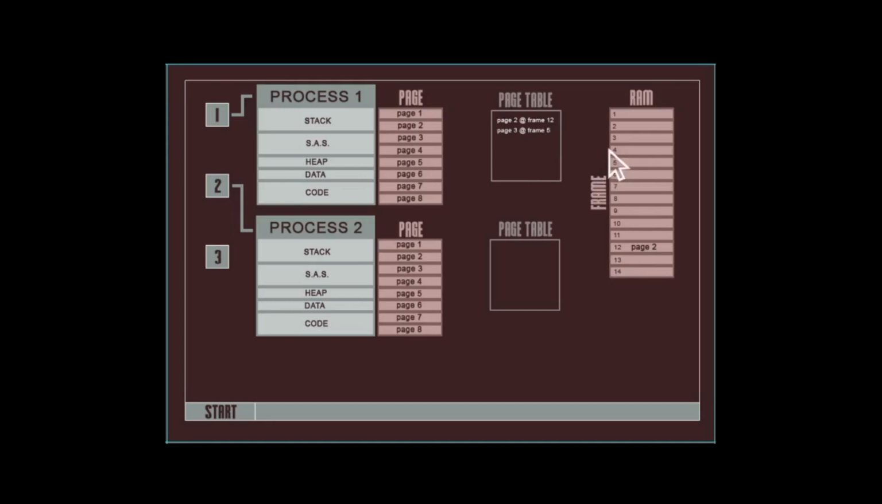of RAM. So as you can see here, the page table for process 1 is showing that page 2 of process 1 will be placed in frame 12 of main memory, while page 3 of process 1 will be placed in frame 5 of main memory. Also, process 2 has its page 4 in frame 5 of main memory, which means this is shared.